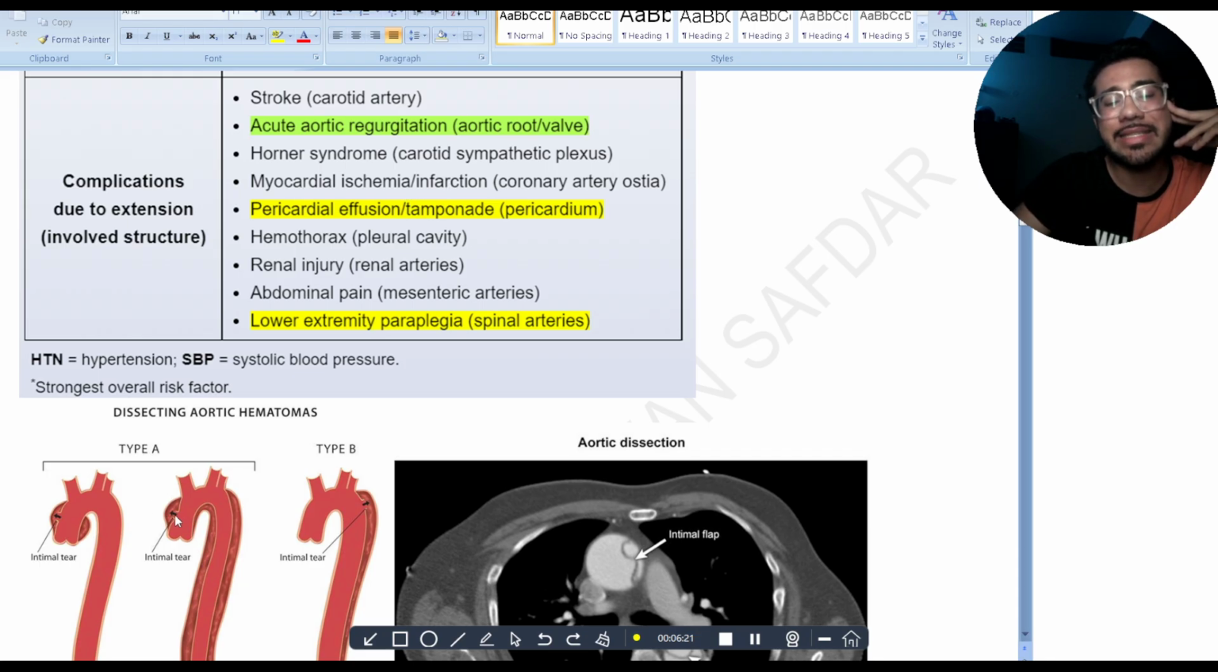So basically, if the dissection progresses downward, it can cause dilation of the aortic base, resulting in regurg. It can enter the pericardial sheath and cause tamponade effusion, and if it blocks the coronary blood vessels that are emerging right here at the base of the aortic root, that can cause coronary or myocardial ischemia as well. Hemothorax. So if the blood leaks from the dissection flap and enters into the thorax, it can cause a hemothorax, that is just simply blood in the chest cavity.